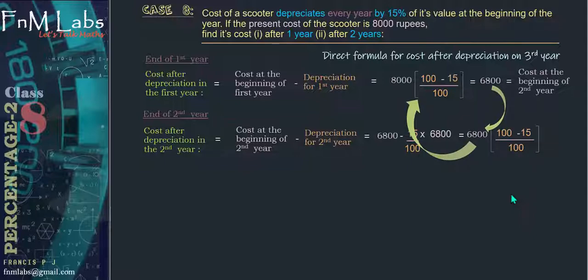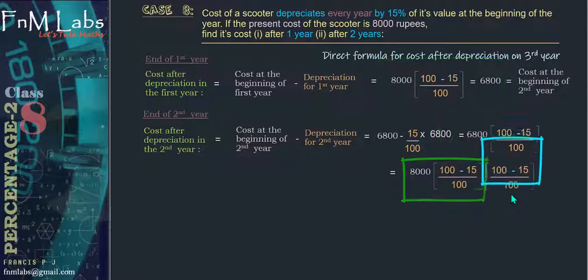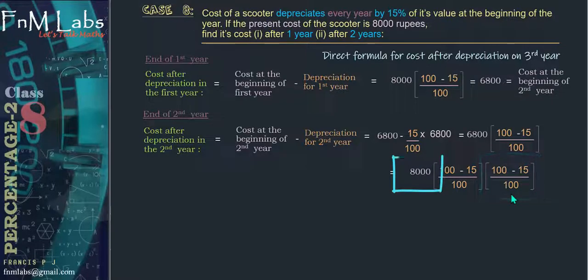So we can replace the 6,800 with this value. Now it becomes 8,000 times (100 minus 15)/100 times (100 minus 15)/100. 8,000 is the original cost of the scooter. The next part, (100 minus 15)/100, stands for first year depreciation. And the next term, (100 minus 15)/100, stands for the second year depreciation.